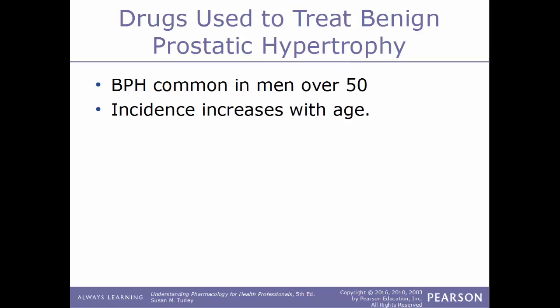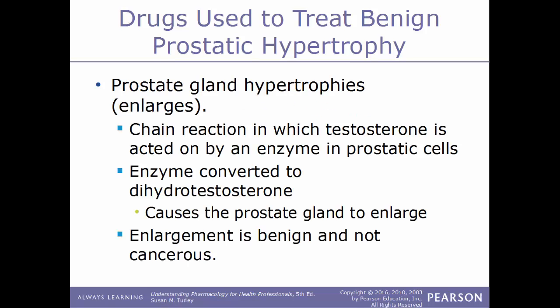Now we'll talk about drugs that are used to treat BPH, benign prostatic hypertrophy. BPH is common in men over the age of 50, and the incidence of this condition increases with age. So the older you are, the more likely you are to get it. What happens with this condition is the prostate gland will hypertrophy, which is another term for enlarging. This is caused by a chain reaction in which testosterone is acted on by an enzyme in the cells of the prostate, and it gets converted to dihydrotestosterone. And this causes the prostate gland to enlarge. This enlargement is benign and not cancerous.